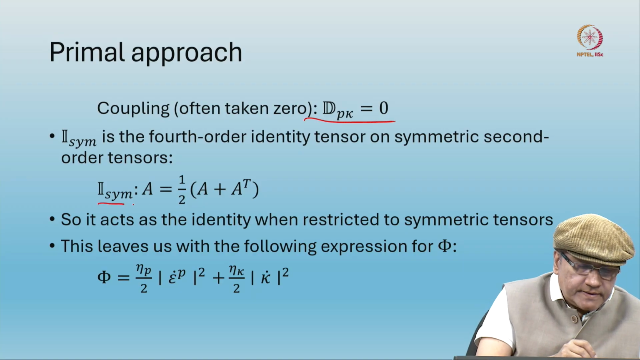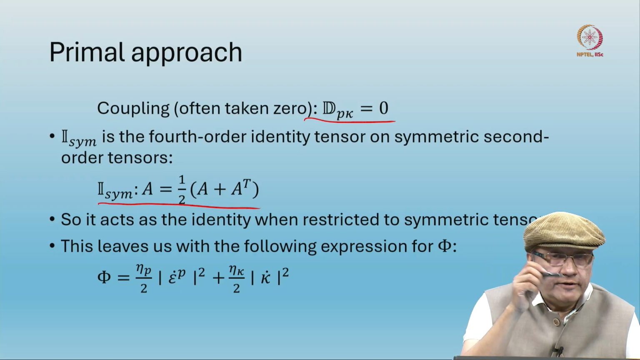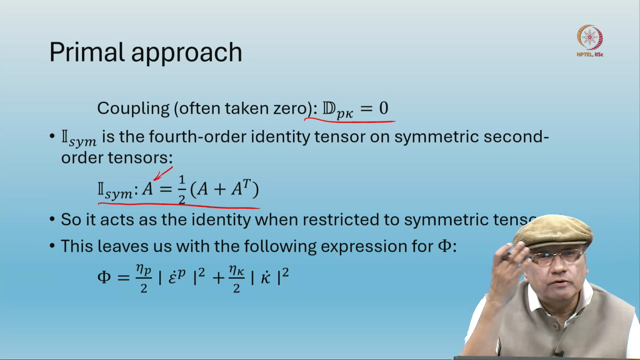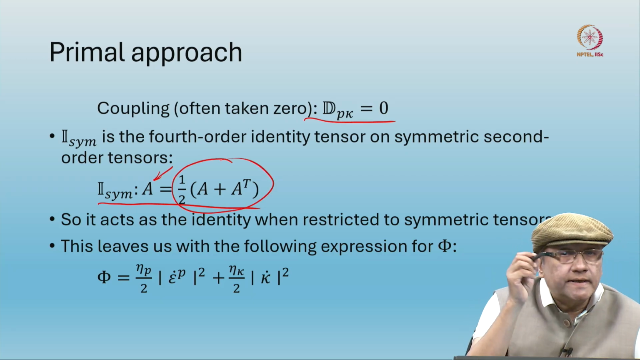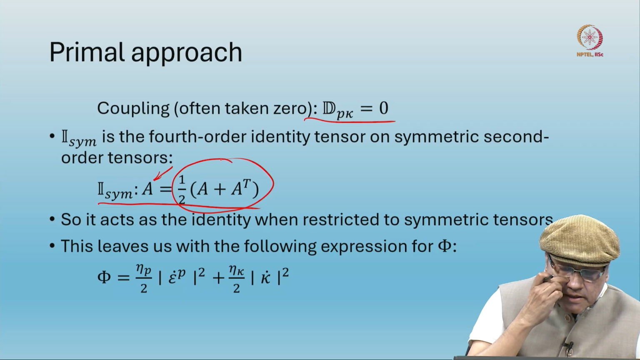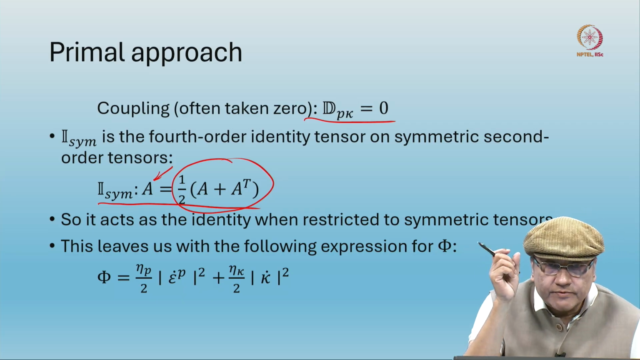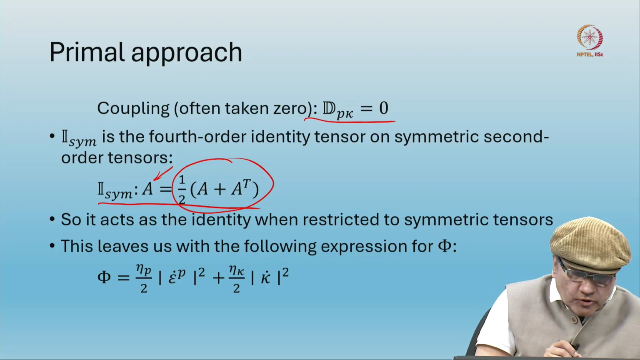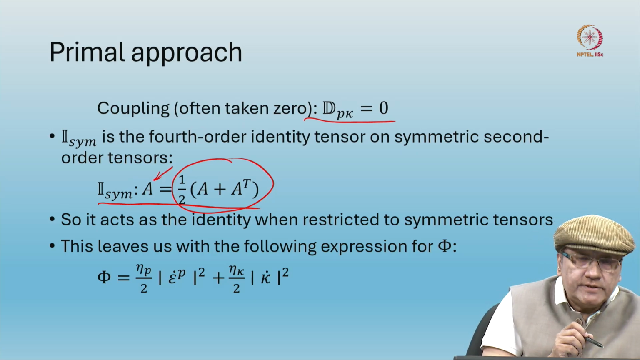I have already defined script I sim. So if it is acting on a non-symmetric second order tensor, then it will produce the corresponding symmetric second order tensor. All right. So it is useful for defining strain as a symmetric tensor, right. So therefore this leaves us with the following expression for the dissipation potential.